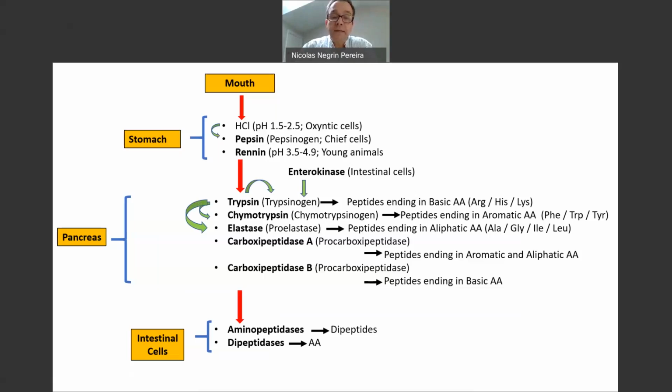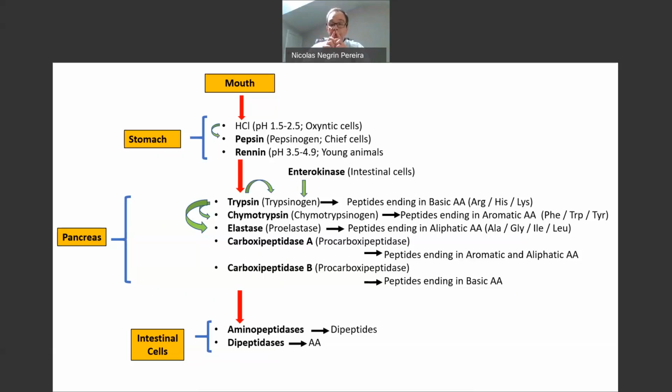And then we have elastase, which is secreted as proelastase, and this proelastase is going to be activated to produce active elastase by, again, trypsin. And in this case, elastase will form peptides that end in aliphatic amino acids: alanine, glycine, leucine, and isoleucine. And then we have carboxypeptidases A and B, which are secreted as procarboxypeptidases.